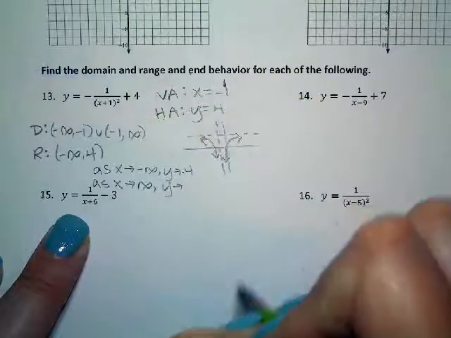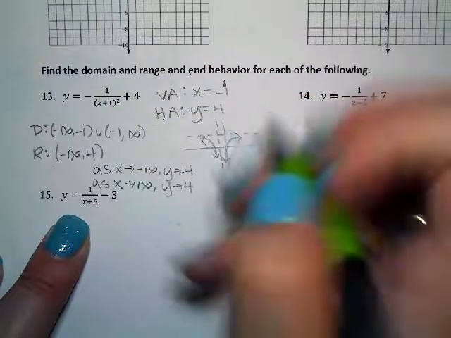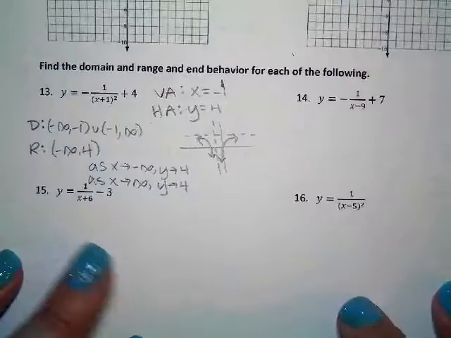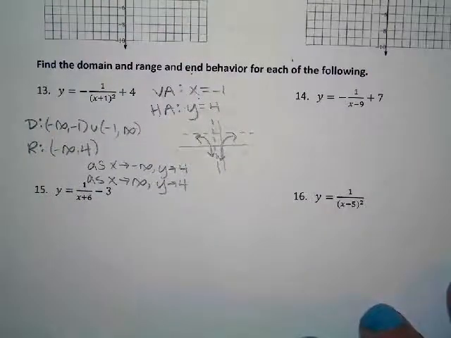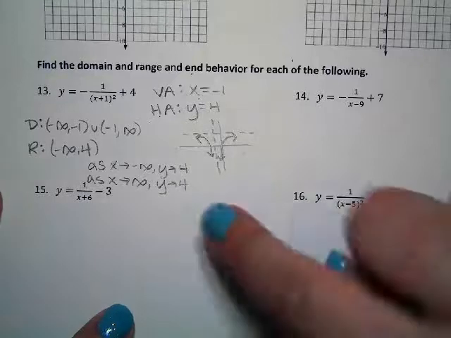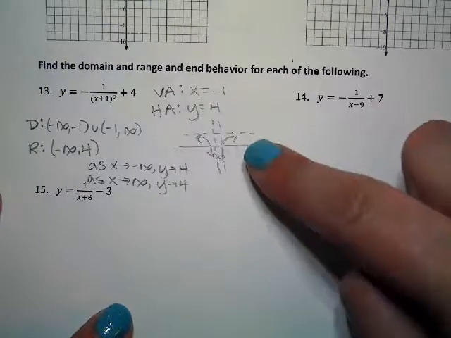So that's the expectation for the types of answers that you're going to have for 13 through 16. It's not required to find this information, but that's the information you're going to need to be able to do it without a calculator, and I do not want you to use a calculator on these. Okay?